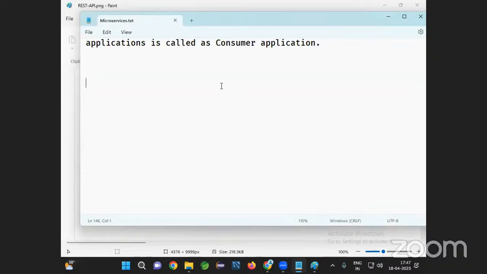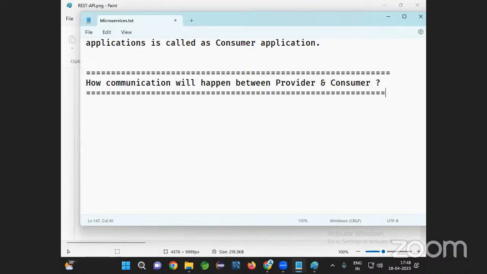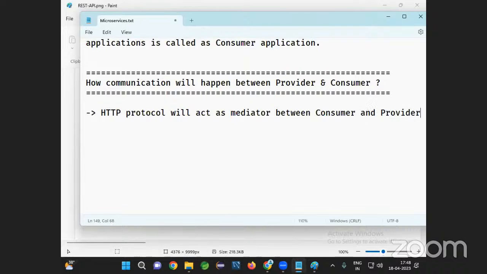Now, how will provider and consumer connect with each other and exchange data? XML data or JSON data. How will communication happen between provider and consumer? HTTP protocol with XML or JSON data. HTTP protocol will act as a mediator between provider and consumer.